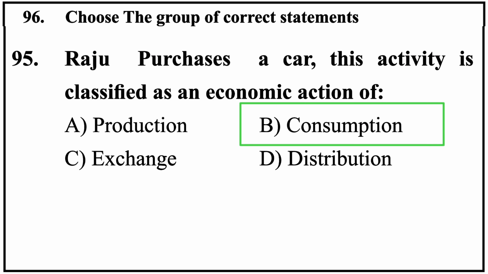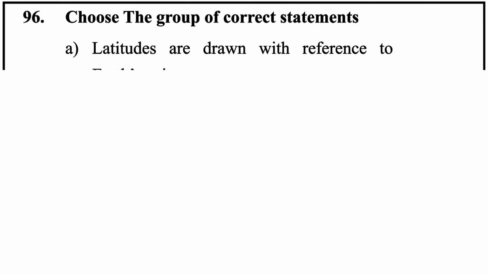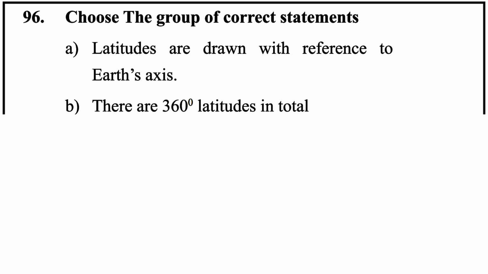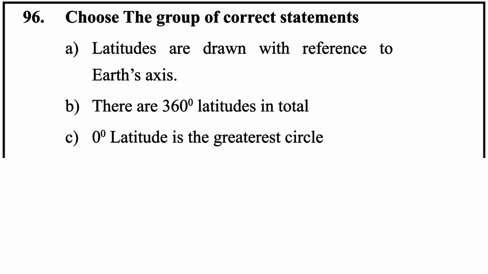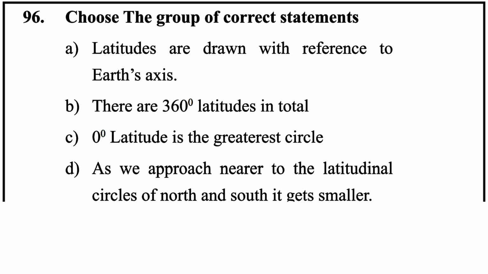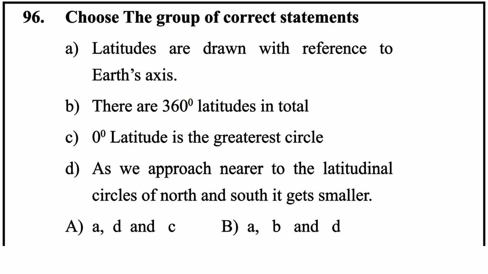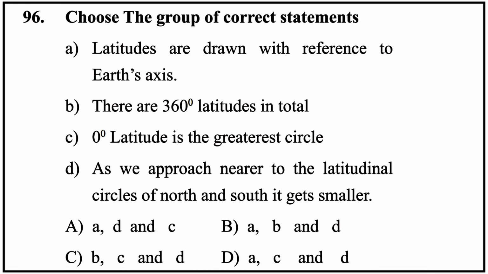96. Choose the group of correct statements. Our options are A. Latitudes are drawn with reference to the Earth's axis. B. There are 360 latitudes in total. C. 0° latitude is the greatest circle. D. As we approach nearer to the poles, the latitudinal circle gets smaller. Our options are: A, D and C. In B option, A, B and D. In C option, B, C and D. And D option, A, C and D.